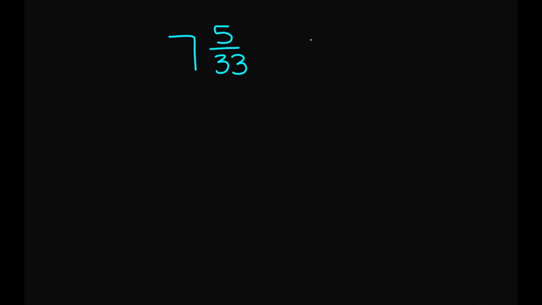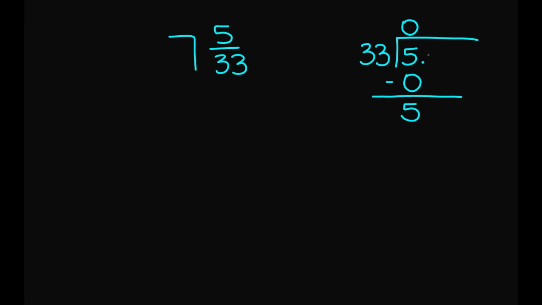So let's look at this example here. My 33 is on the outside and my 5 is on the inside. 33 goes into 5 0 times. 33 times 0 is going to be 0. 5 minus 0 is 5. I'm going to add my decimal, my 0, and my decimal up here. And I'm also going to bring down my 0. So 33 goes into 50 now. How many times? It goes in 1 time. 33 times 1 is 33. 50 minus 33 is going to equal 17.